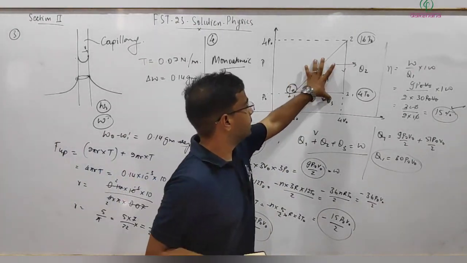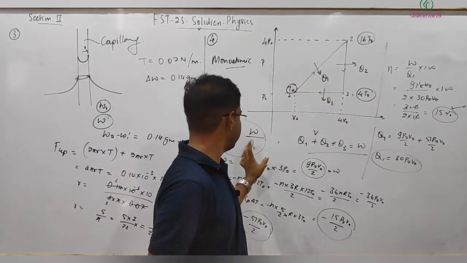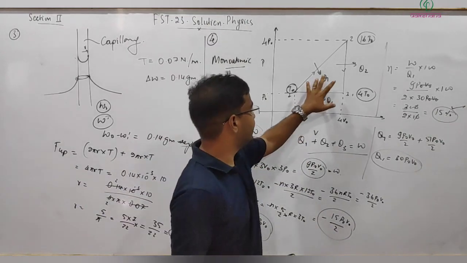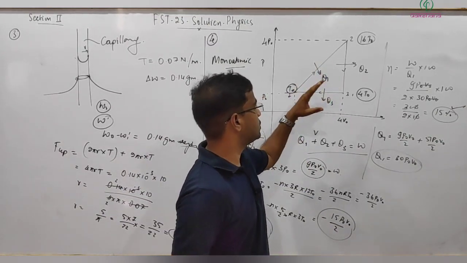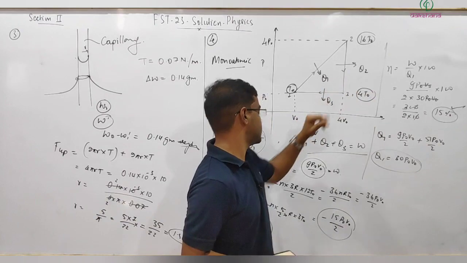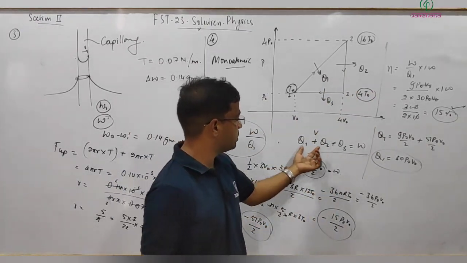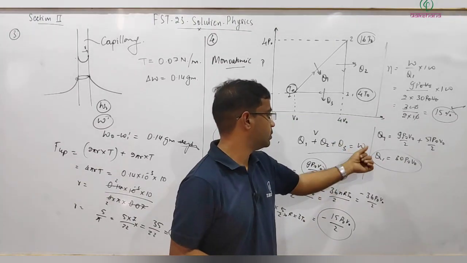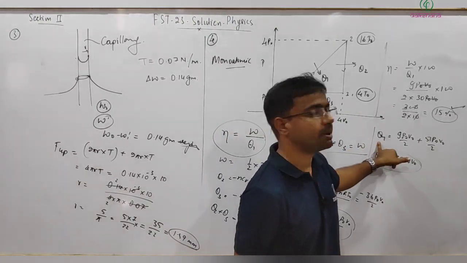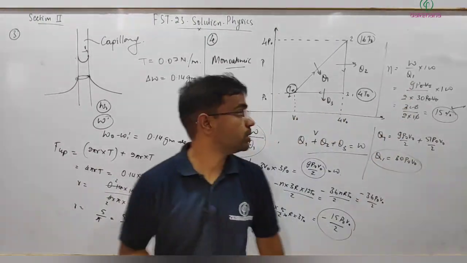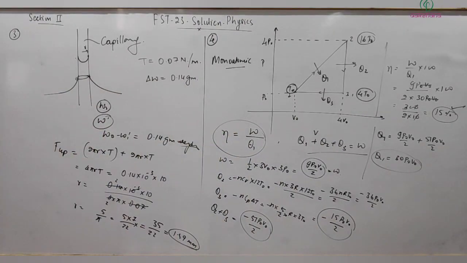Simple thing, work done W is the area under this graph, that's what we are getting here. It's easy because we don't know the process 1 to 2, so it's easy to calculate for the other two. Q2 and Q3 we have calculated easily, and Q1 plus Q2 plus Q3 for a cyclic process equals W. From there we got the heat supplied, and eta is equal to W divided by Q1 multiplied by 100. Simplifying it, we are getting 15%. That's the answer for question number 4.